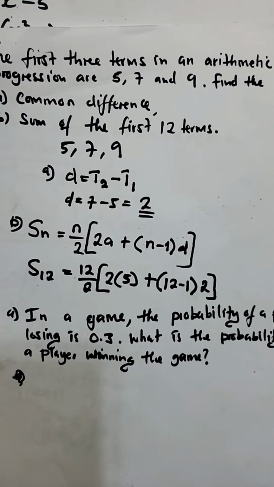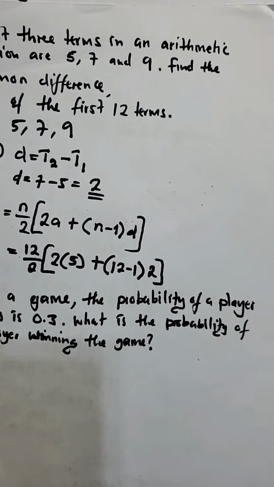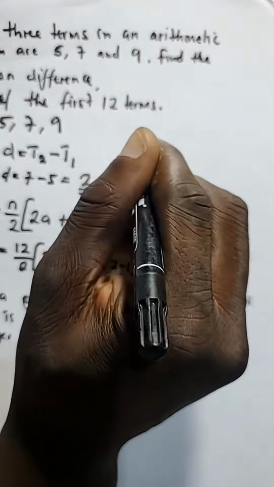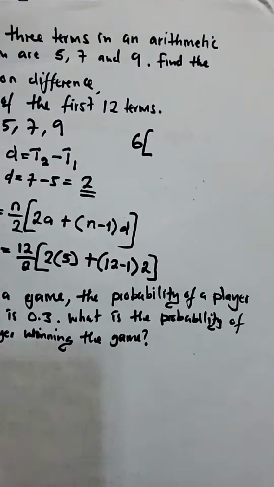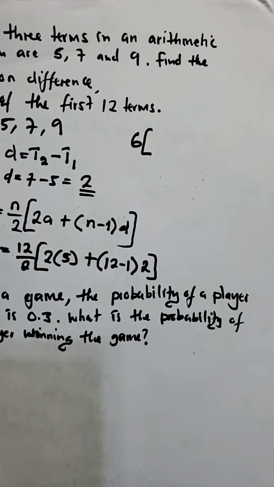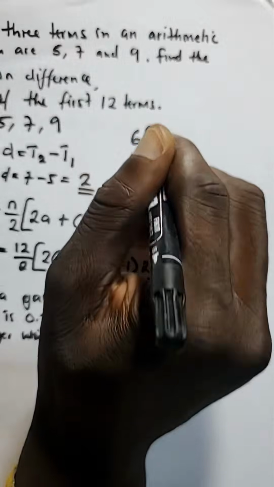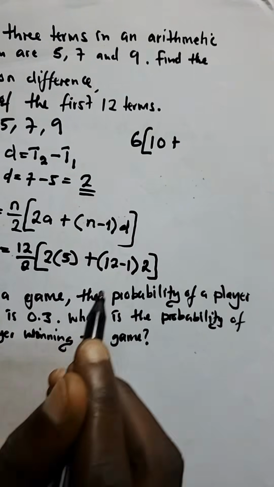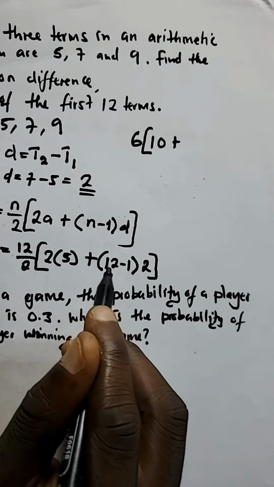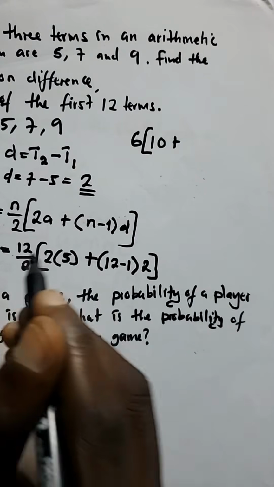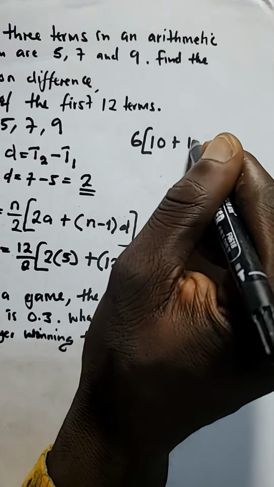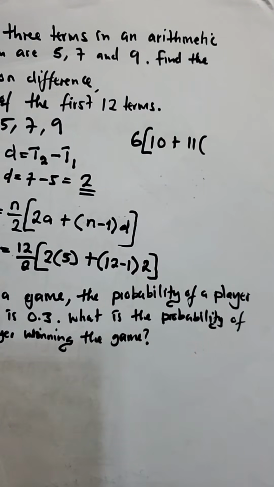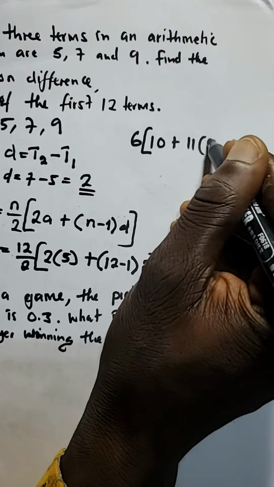Now we can start solving. What is 12 over 2? It is 6. So you can just write 6. Then open bracket. What is 2 times 5? 2 times 5 is 10. So you can just write your 10 here. Plus, because of these brackets, let's start with the brackets. What is 12 minus 1? 12 minus 1, if my mind serves me well, is 11. Then we're multiplying with the common difference. Don't forget, the common difference is 2.